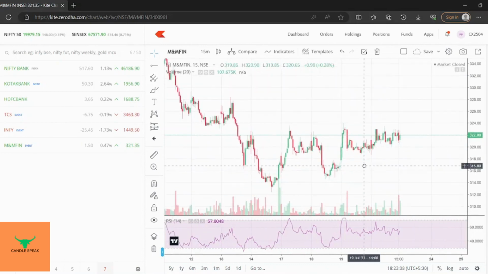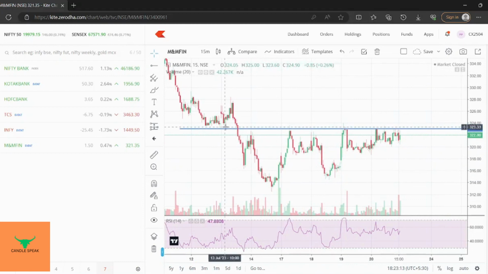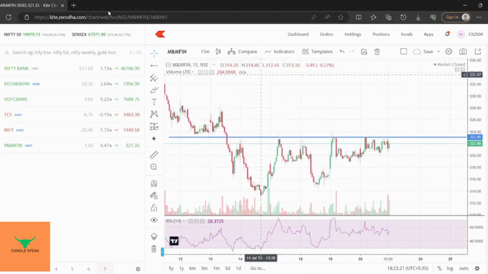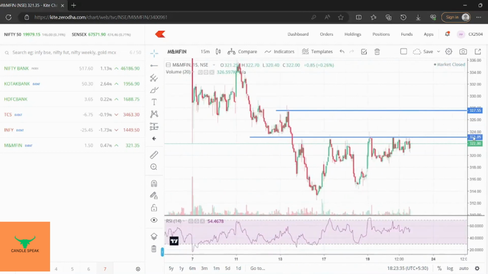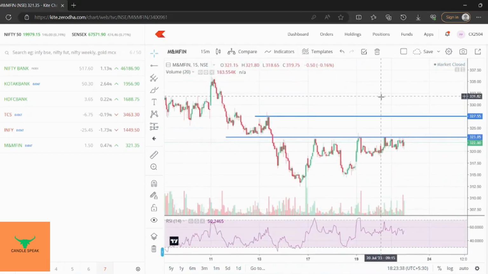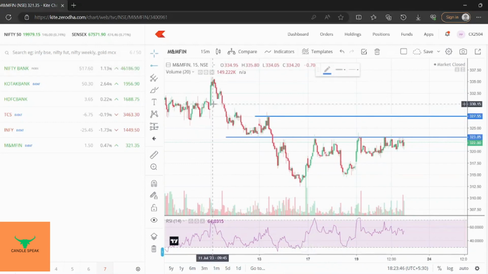The last stock I'm going to discuss is M&M Finance. If you see, it is trading in its rejection zone. See, this is the rejection zone. Every time it has faced rejection, and now it is consolidating at the top. Whenever it gives a breakout of 323, with a stop loss of today's closing around 322, 1 rupee will be your stop loss, and you will get a very good first target around 327. If it breaks 327, then 330 and 332 can also be possible targets for tomorrow for M&M Finance.